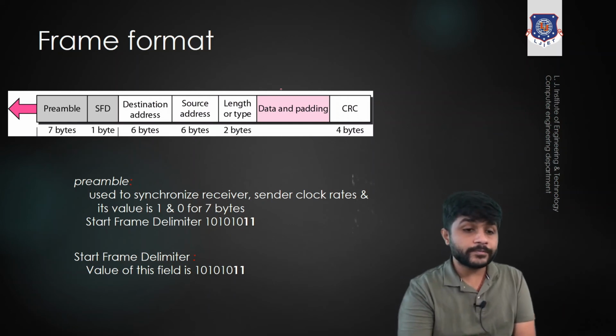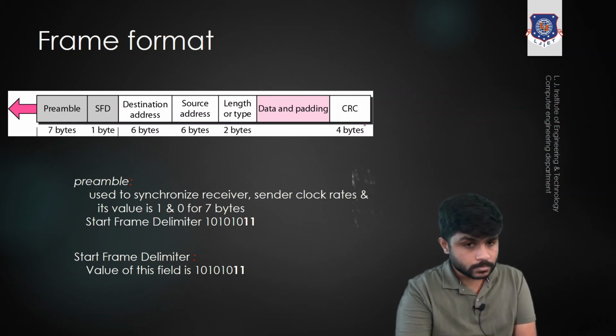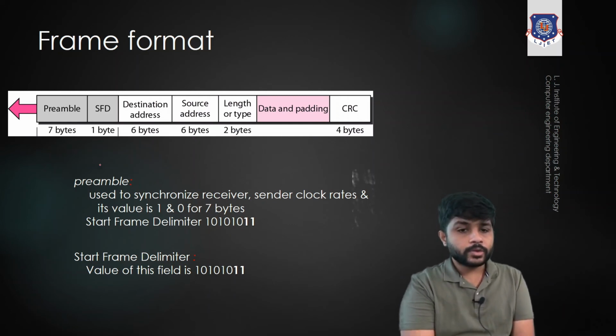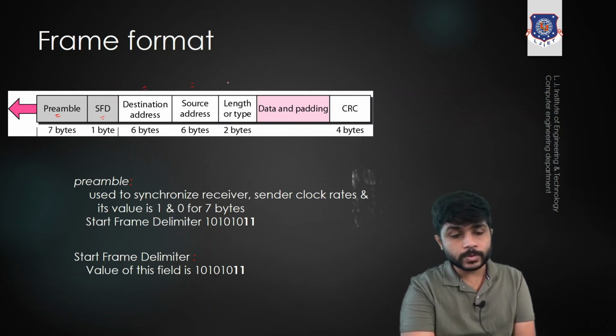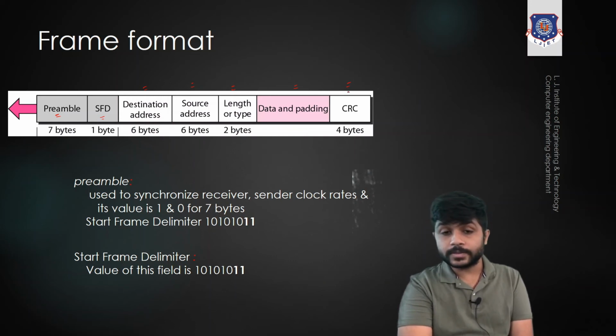Now let's see the frame format of the data link layer. You can see that in the frame format there are different fields such as the preamble, then there is a start frame delimiter, then there is a destination address, source address, length, data and padding, and the CRC. Let's see each and every field one by one.